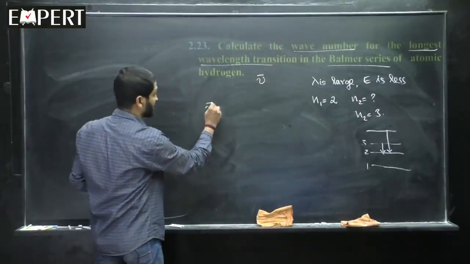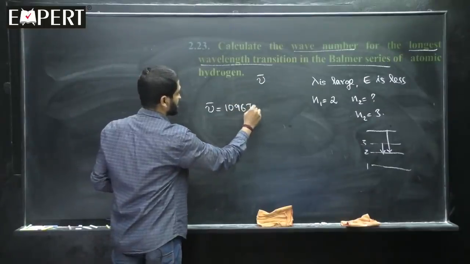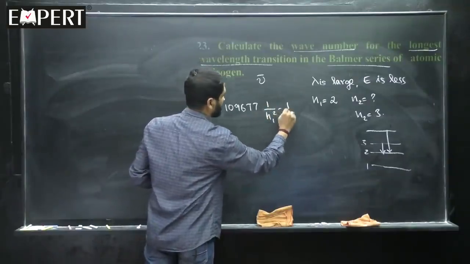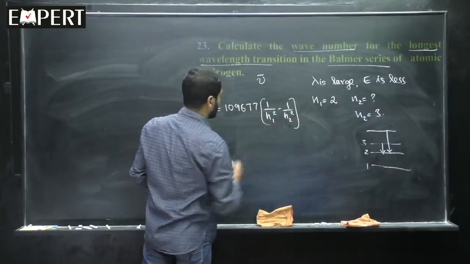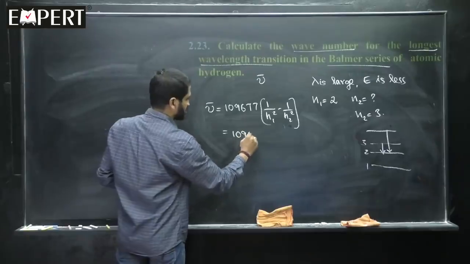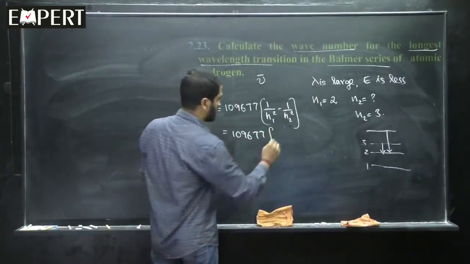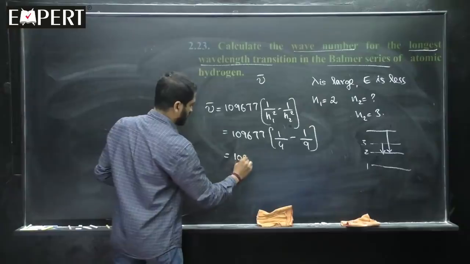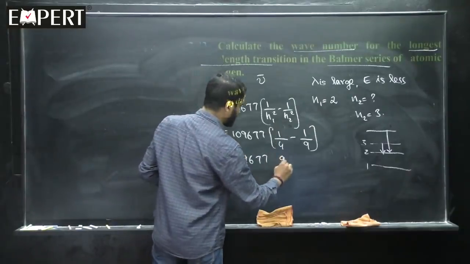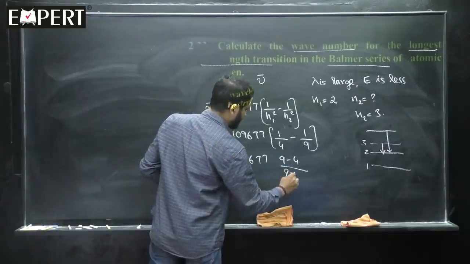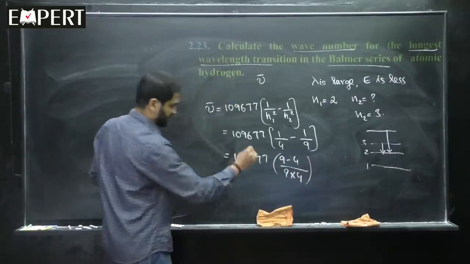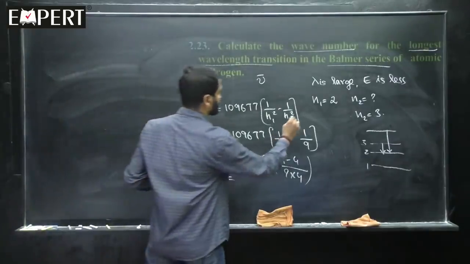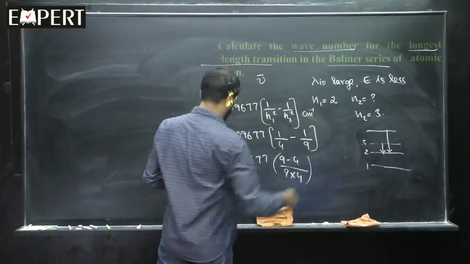Wave number expression you have to write, really important: 109677, which you will get in per centimeter, into 1 by N1 squared minus 1 by N2 squared, correct. Then 109677, what is N1 here? 2. So, 1 by 4 minus 1 by 9, correct, that is 109677 into (9 minus 4) divided by (9 into 4). Use a calculator. You have to remember the unit, the one that I have used. Answer would be in per centimeter.